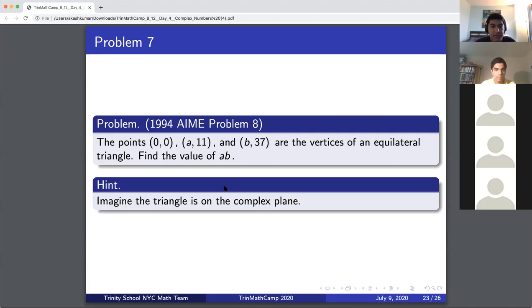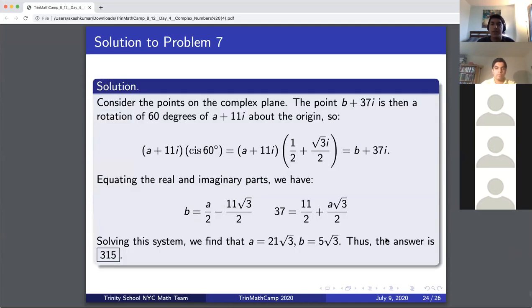So the hint, if you read it, was that the goal is to put the triangle in the complex plane. That's the strategy here. The problem makes it seem like you just put it on your normal coordinate plane, but it can help to imagine it on the complex plane, which is actually quite a common strategy. If you put them on the complex plane, then b plus 37i is a rotation of 60 degrees of a plus 11i about the origin. That sounds a little fancy, but I'll draw a little picture to help you visualize it.